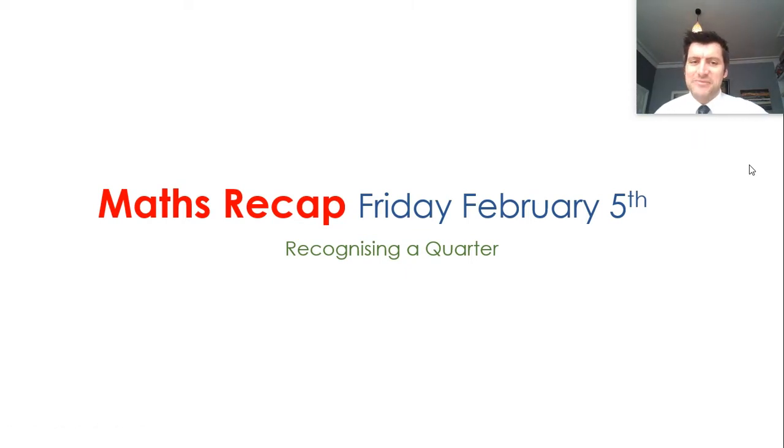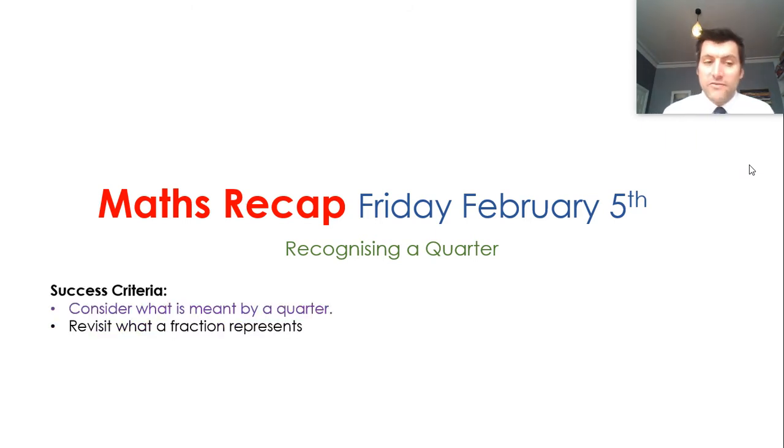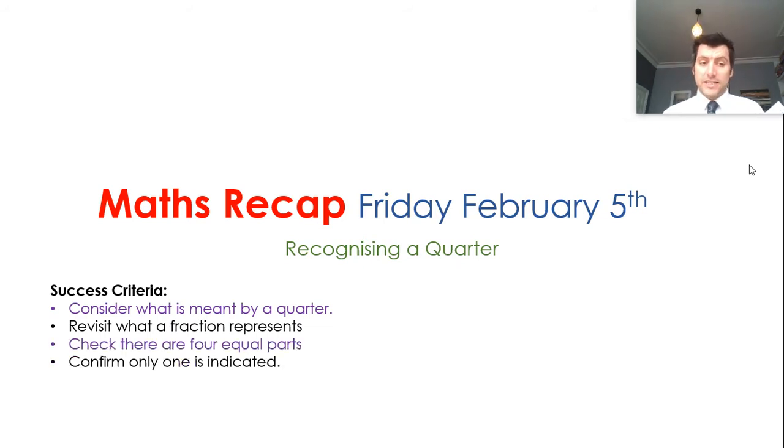Sorry about that. Today is really important to us because we're thinking within our maths recap about recognising a quarter. You'll need a piece of paper if you can find one, because it helps you understand something. First, we're going to be successful today. We're going to consider what's meant by a quarter. We're going to revisit what a fraction represents. And we're going to check for four equal parts, and confirm that we've only indicated one.